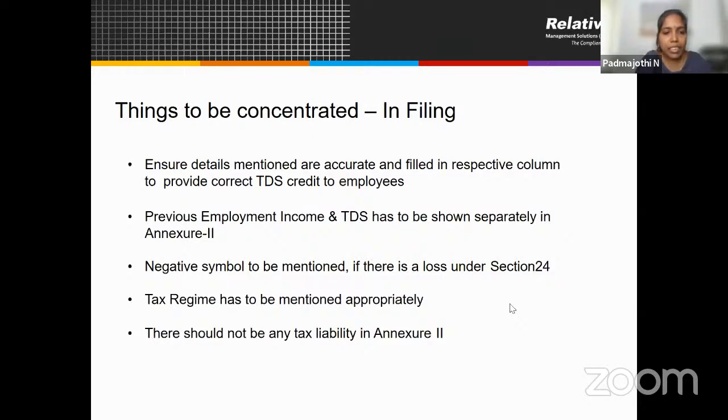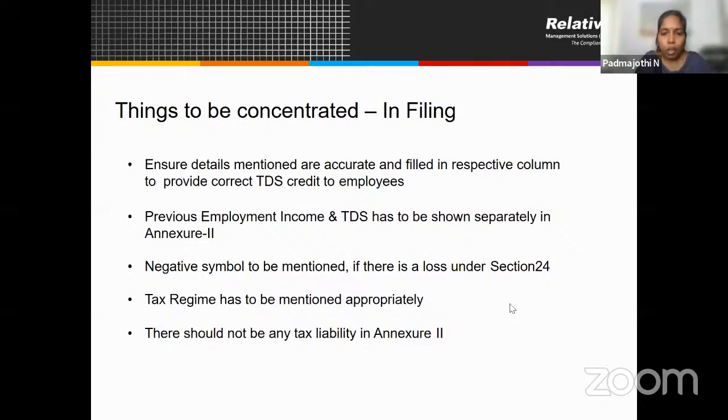And the next thing is the tax regime. Here the tax regime is now playing a major role. If I mention the tax regime wrongly, then after filing the returns I might receive demands from TRACES. Then I have to again do the correction filing. So please ensure you mention the appropriate tax regime in the right place.